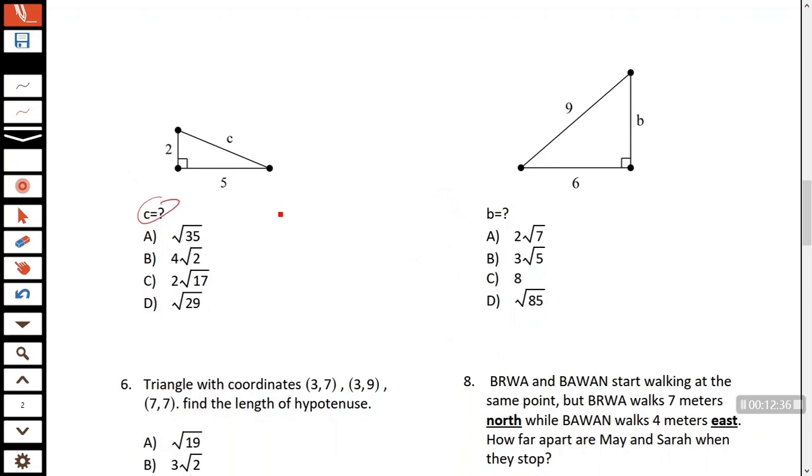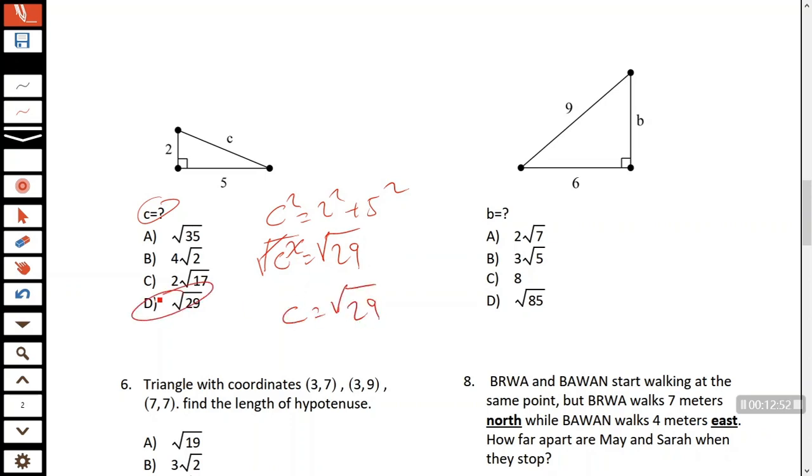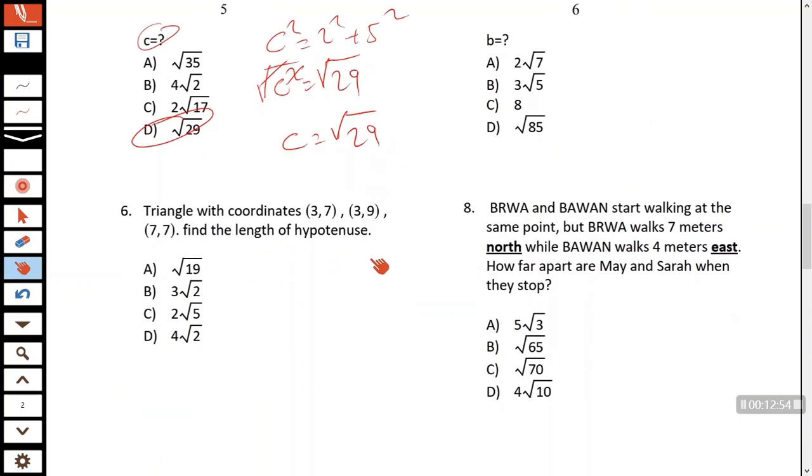Okay, the other questions are similar, so I will solve them a little bit fast. As you see, the question is asking about the hypotenuse. C squared equals 2 squared plus 5 squared. C squared equals 4 plus 25, which is 29. Use the square root to cancel the square on the C. C is equal to the square root of 29. So that's a bit fast.